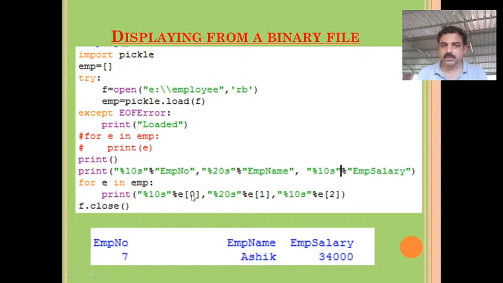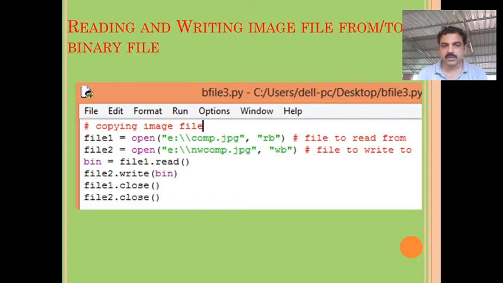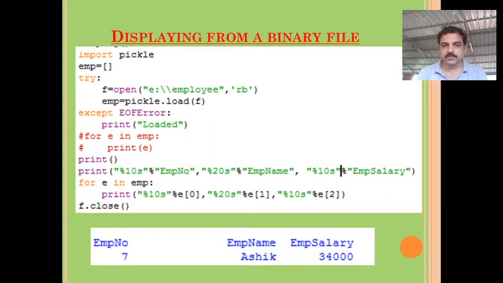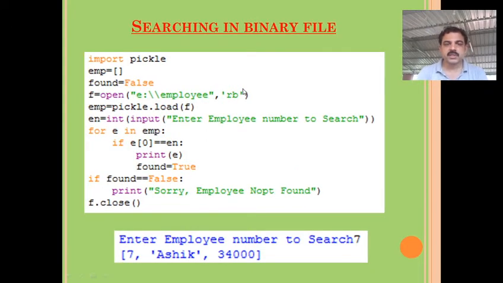E of 0 means the first record's employee number. E of 0 means employee number, E of 1 means employee name, then E of 2 will be employee salary. So this way each record will be displayed. You can see the output here, how it will appear. So this is how we can read from a binary file. You need to specify the file mode here, rb. Clear?